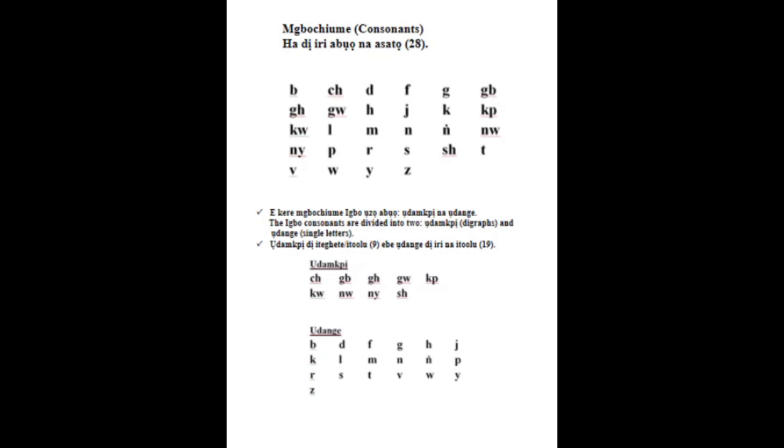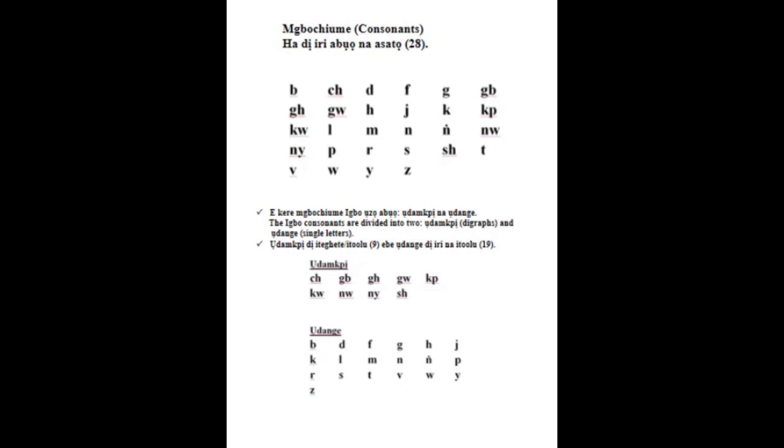The second point, ụdamkpị dị iteghete maọbụ itoolu, 9. 9 in Igbo is iteghete or itoolu, whichever one you say or write or you see, just know it is 9. Ebe ụdange dị iri na itoolu. Where ụdange, that is the single letters, are 19 in number.